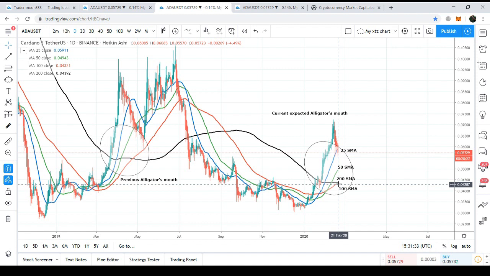a more powerful bull run, as we had the situation here in April 2019, when the moving averages of ADA, or Cardano, formed a complete alligator's open mouth, and the price action moved up with a very powerful bull rally. So we are quite confident that the alligator's mouth formation is confirmed, but there is only one step left: the bullish cross, or golden cross, between the 100 and 200 simple moving averages.